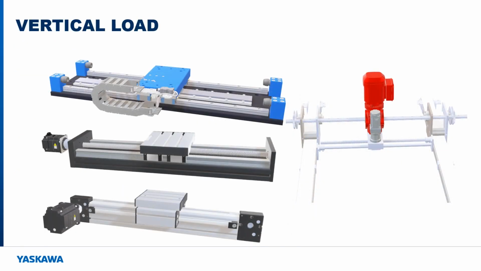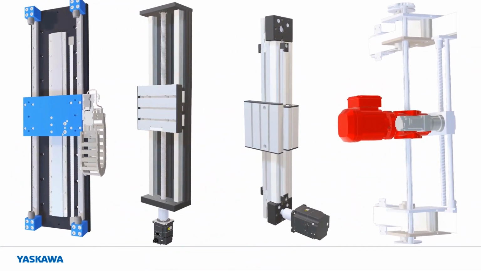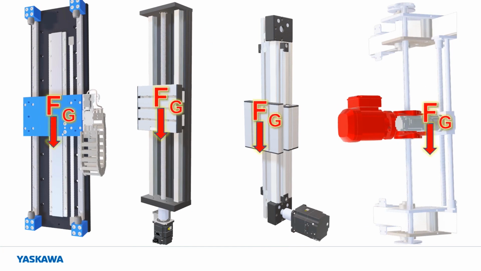Horizontally oriented motion is the most common, but vertical or inclined axes are required in many applications. This means the force of gravity is constantly pushing the load down. This force must be overcome by the motor while the axis moves or holds position. When the machine powers off, a braking system can prevent the vertical axis from falling.